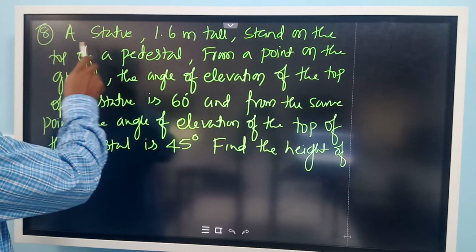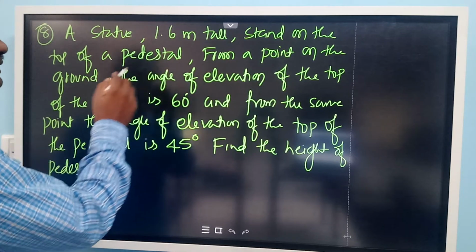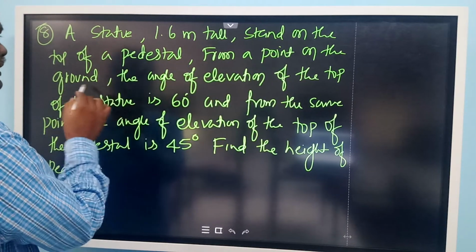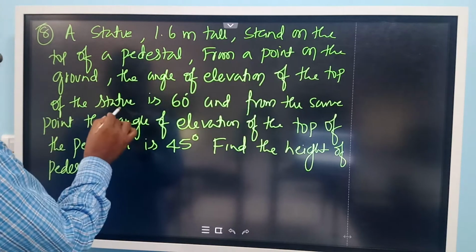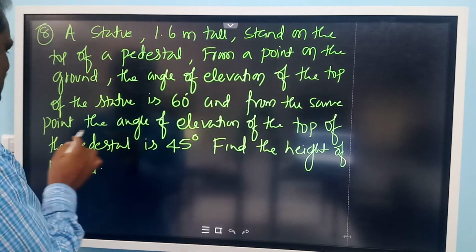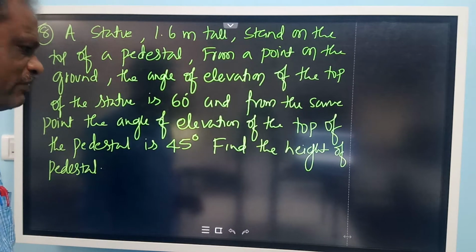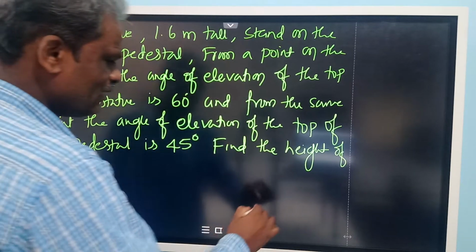8. A statue of 1.6 meter tall stands on the top of the pedestal. From a point on the ground, the angle of elevation of the top of the statue is 60 degree, and from the same point, the angle of elevation of the top of the pedestal is 45 degree. Find the height of the pedestal. What is the meaning of pedestal?